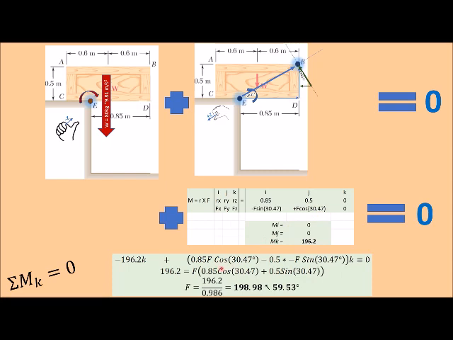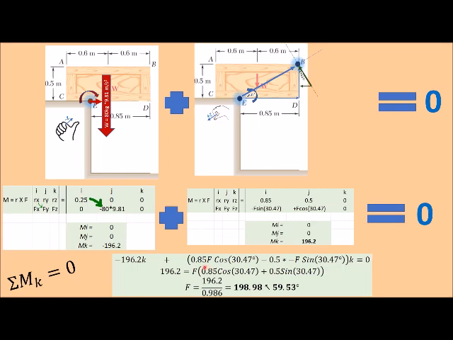So here we have our cross product, i times j minus j times i. We have everything; instead of Fx and Fy, everything is now in terms of just the overall force, and we can solve for what our force is, and it ends up being 198.98 newtons, and we can either label that angle as 30 degrees or 59.53 degrees.